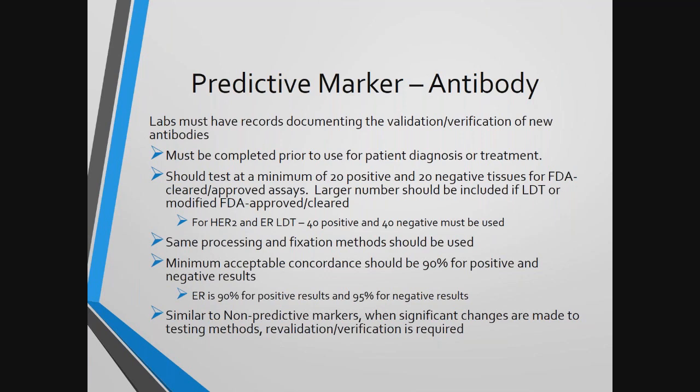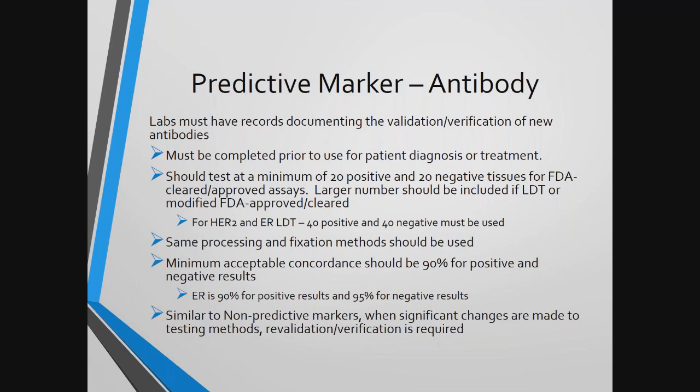For predictive markers, however, there is a requirement to test a minimum of 20 positive and 20 negative tissues for all FDA-approved testing. If the test is an LDT, or the laboratory developed test, or a modified FDA-approved test, the general recommendation is to use a larger number of test cases. And this is, again, just because it's not according to the FDA, or it doesn't have that FDA stamp of approval. Additionally, if a laboratory is running HER2 and ER LDTs, then a minimum of 40 positive and 40 negative tissues must be used for the validation process.